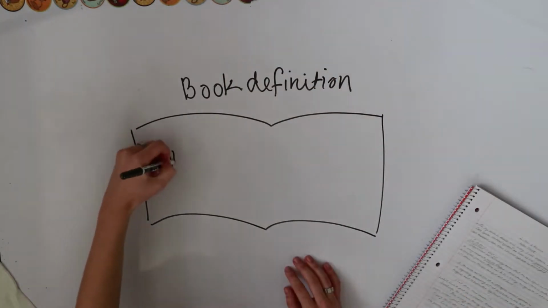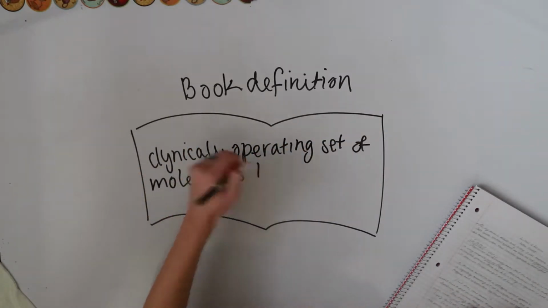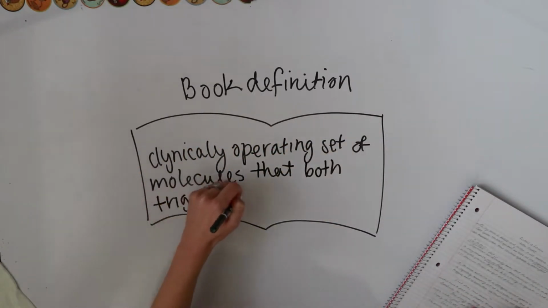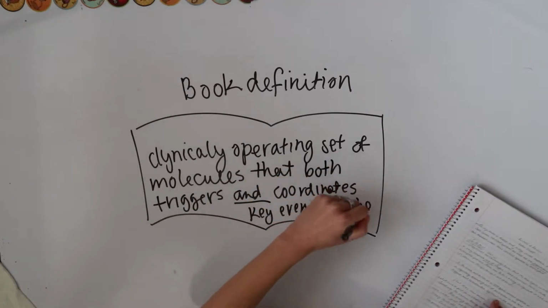So the book definition of a cell cycle control system is a cyclically operating set of molecules in the cell that both triggers and coordinates key events in the cell cycle. And what does that mean?